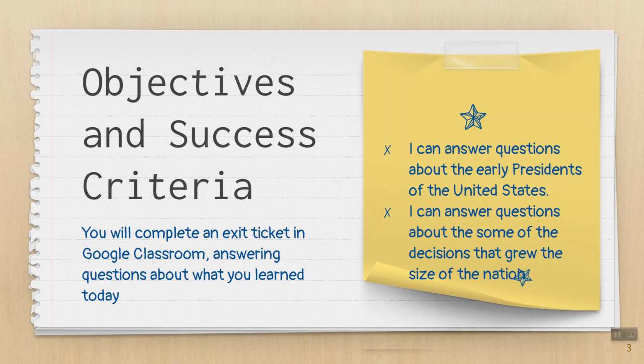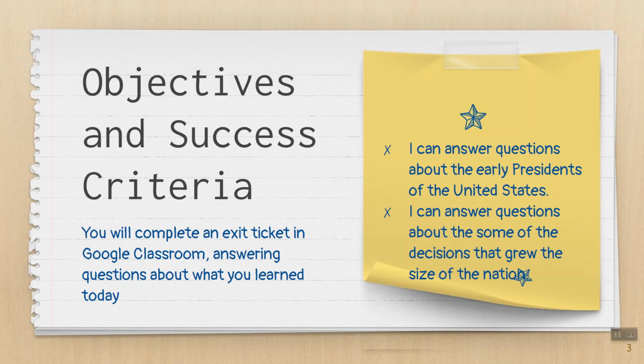Your success criteria, how you know you're going to be successful, is if you can answer those questions correctly on an exit ticket. And it's the same kind of exit ticket that you had yesterday. Make sure that after you watch this video, you go back to your Google Classroom into your classwork and select on this other assignment that is the exit ticket to complete this.